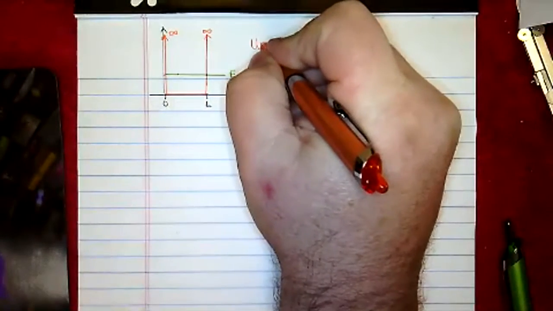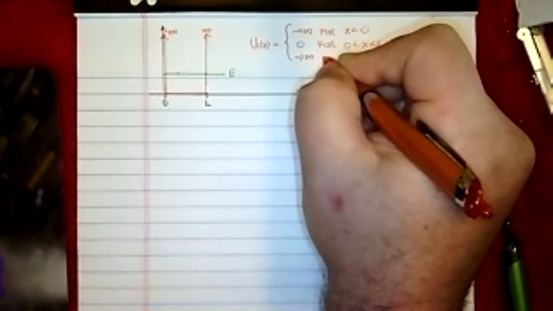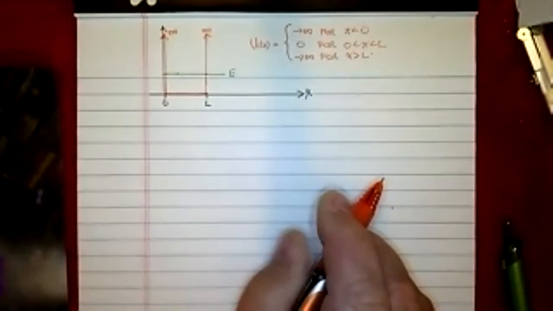So what I have here is U of x, the potential energy, is a piecewise function. And I'm going to say it approaches infinity for x less than 0. It's 0 for 0 less than x less than L. And it approaches infinity again for x greater than L. So that's our potential.